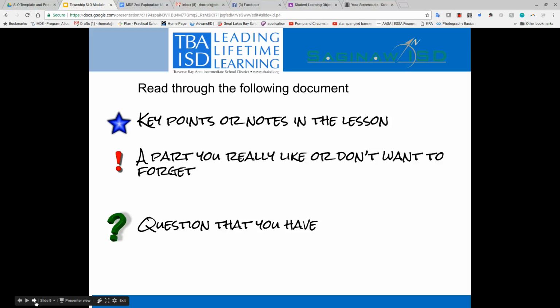And when you get a chance, you can do one of two things. You can either post your thoughts in the Google Classroom, or I believe you guys are going to talk as an administrative team at some point. So those are your two options moving forward.